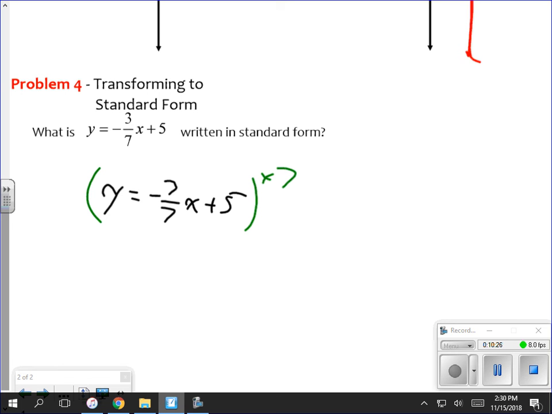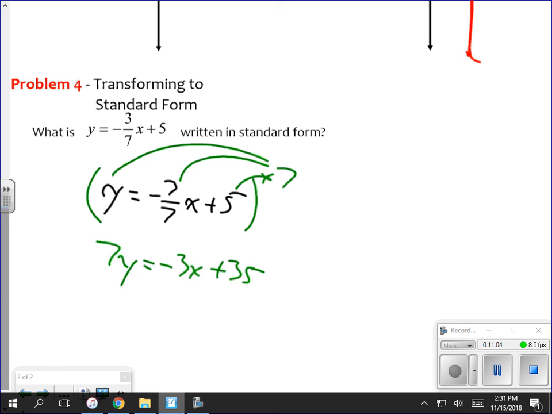So I do 7 times y, gives me 7y, equals 7 times -3/7 x. 7 times 3/7 is just 3. That's the thing. It gets rid of the denominator. Multiply a number times a fraction, the denominator of a fraction times that number, it gets rid of the denominator. I have -3x. And then I do 7 times 5, which is 35. So I've done my first thing, no fractions.